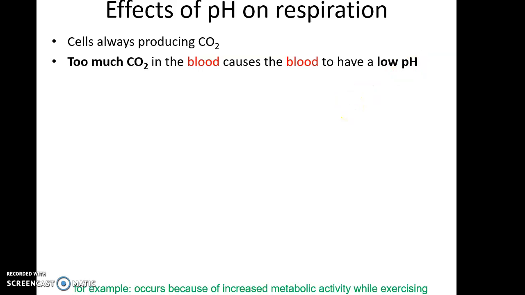And this makes sense if you think about it. If you are exercising really hard, your muscle tissue is going to be more active, producing more carbon dioxide. And so you're going to have to breathe harder and faster to get rid of that excess carbon dioxide. That's why we breathe hard and fast when we exercise, to get rid of the carbon dioxide.